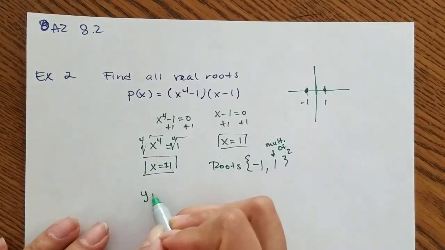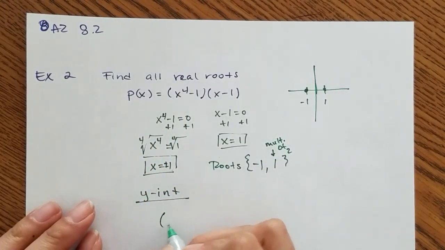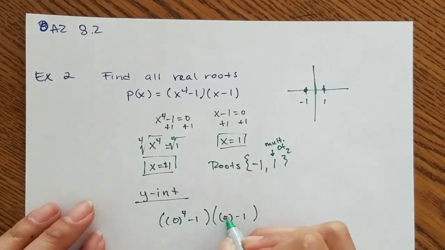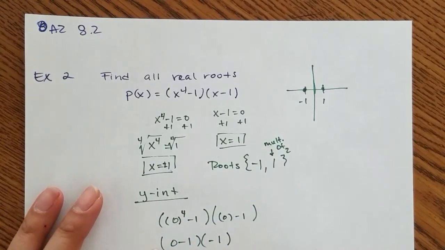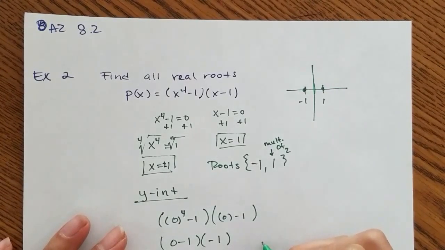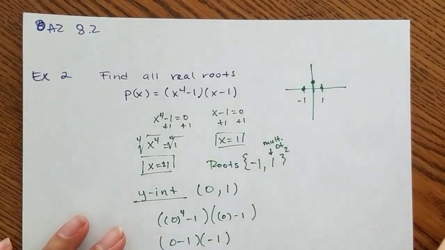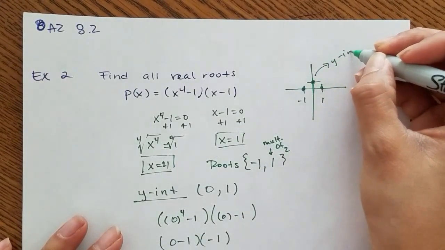So now we're going to solve for the y-intercept. Okay, to do that, we're going to plug in 0 here. So we have x to the 4th minus 1 times x minus 1. Plug in 0 here and here. 0 to the 4th is 0. 0 minus 1 is negative 1. 0 minus 1 is negative 1. Negative 1 times negative 1 is positive 1. So our y-intercept happens at the point 0, 1 on the y-axis there. Okay, so that's your y-intercept.